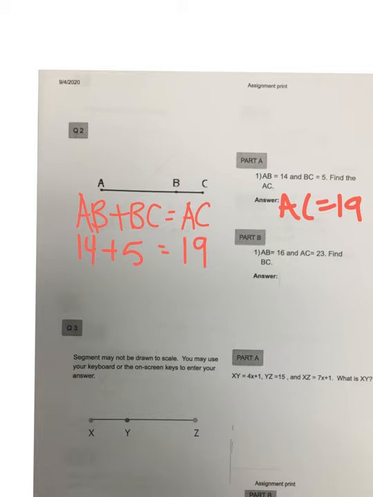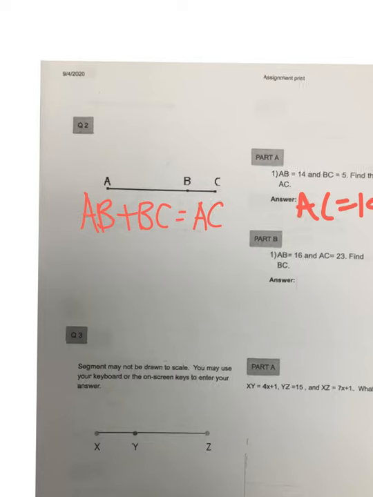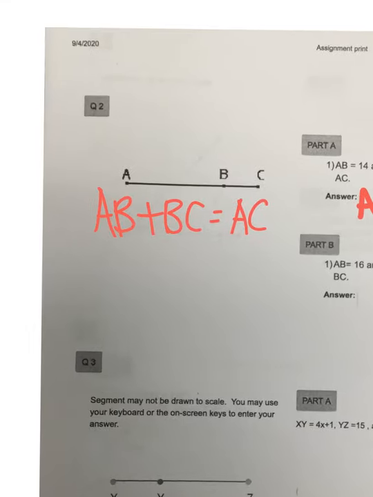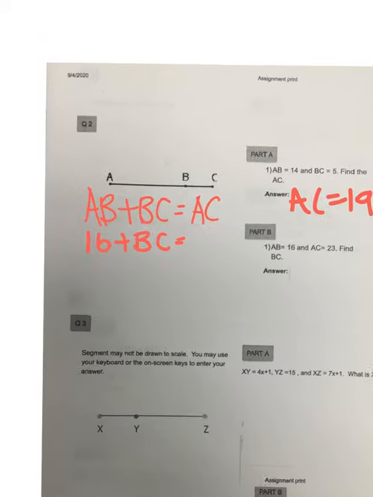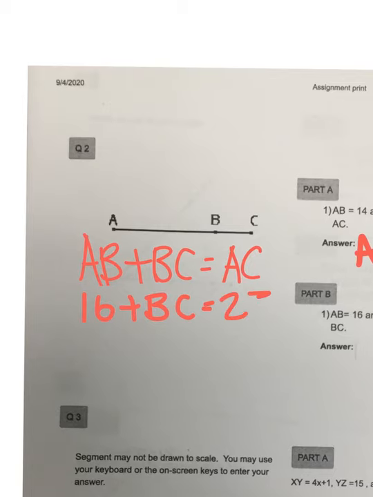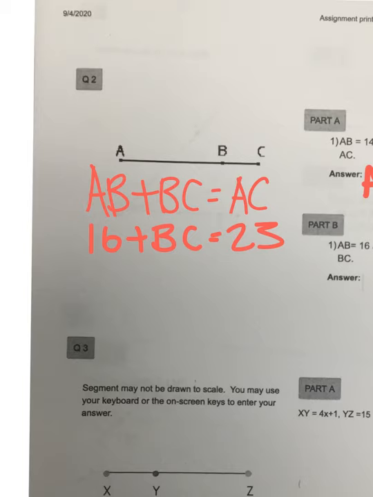On part B, it asks us to find BC. Well, I can use the same equation, AB plus BC equals AC, and plug in what I know again. So I know AB is 16. I don't know BC, but AC is 23. And then you would just solve this like you would any equation. So subtract 16 on both sides, and BC equals 7.